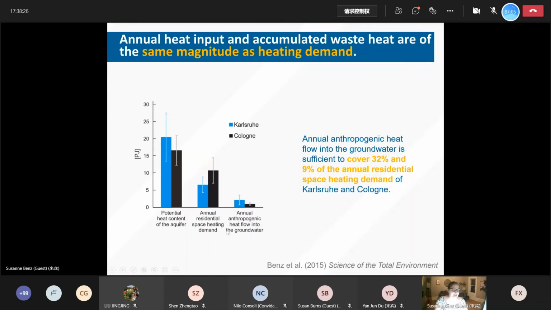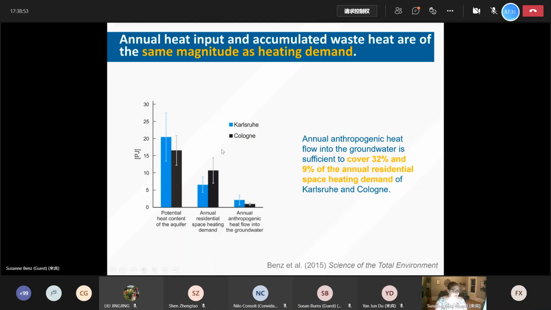This is the annual heat input of the two cities I was looking at into the subsurface. This is the amount of energy each year the city loses to the underground. On the very left, on the opposite, we have how much heat is already stored in the underground. This is how much hotter these cities already are in the underground compared to what they're supposed to be, compared to their rural background temperatures.